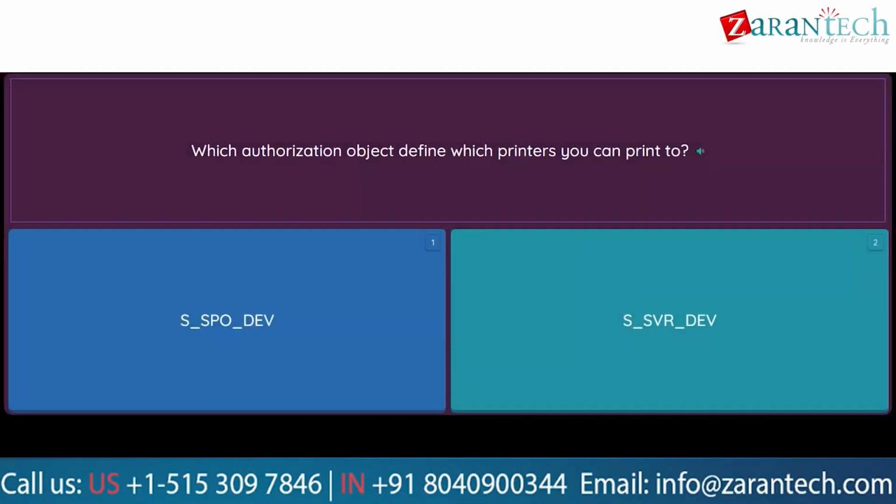Question: which authorization object defines which printers you can print to? Option 1: S_SPO_DEV. Option 2: S_SVR_DEV.